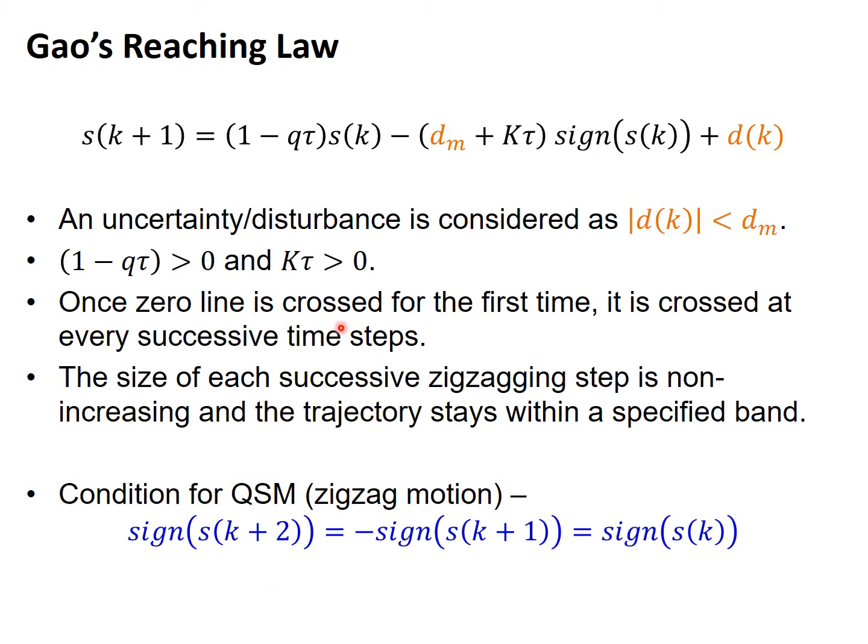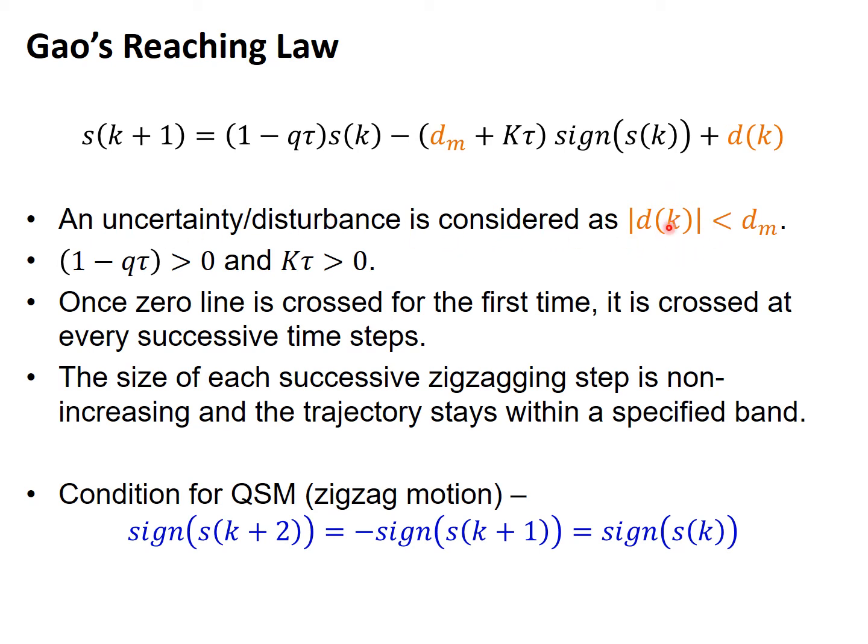However, in the earlier case we did not consider the effect of uncertainty or disturbance. If a disturbance or uncertainty is there in the system, then the reaching law should also contain a disturbance term, as we had done in continuous sliding mode control. So the disturbance term is added as plus dk here, and dm is added with k tau, where dm is the bound of dk.